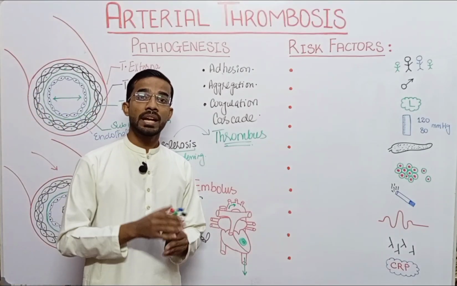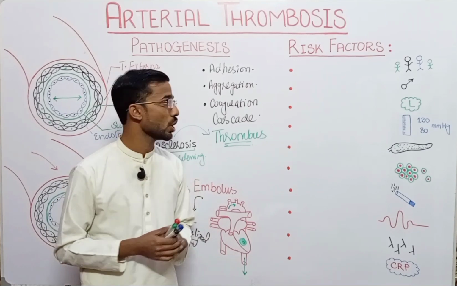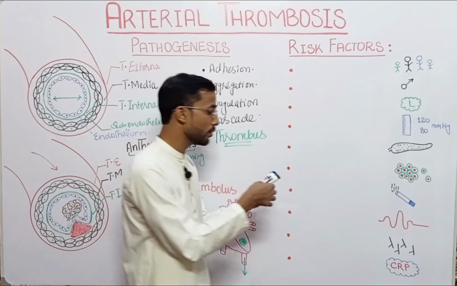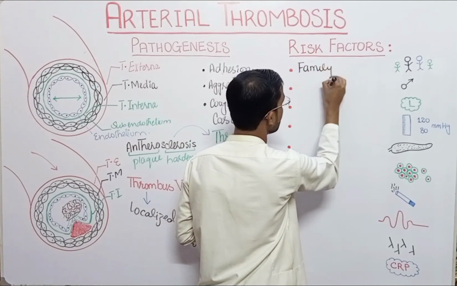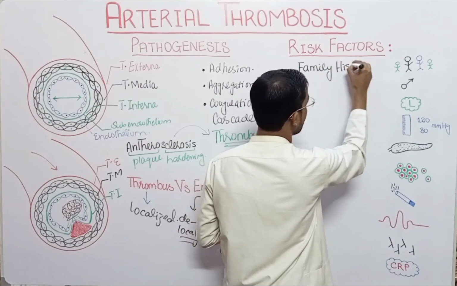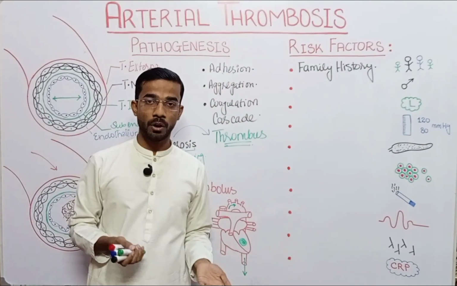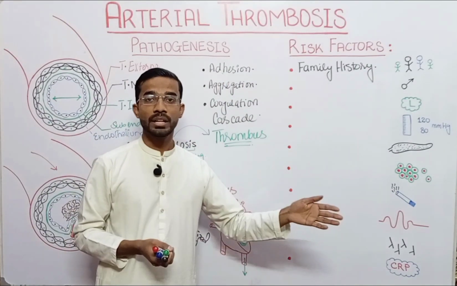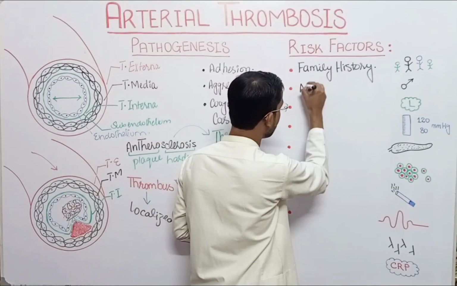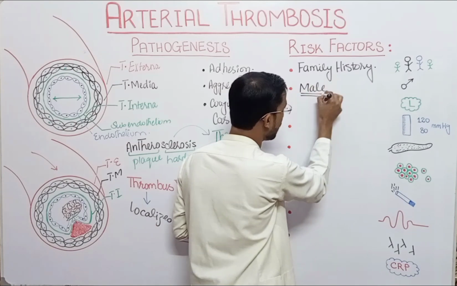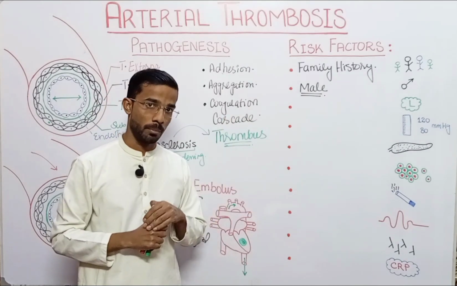Next we will discuss the risk factors. What risk factors enhance arterial thrombosis? First of all, you will see the family history. Positive family history means that the chances of arterial thrombosis formation increase in one family lineage. Next is the male gender. Males are relatively more affected by arterial thrombosis.